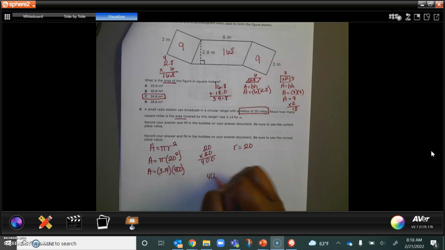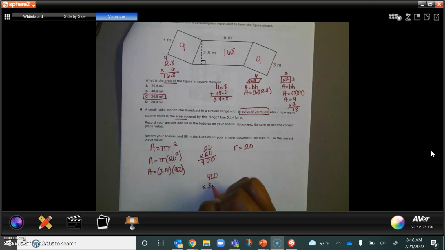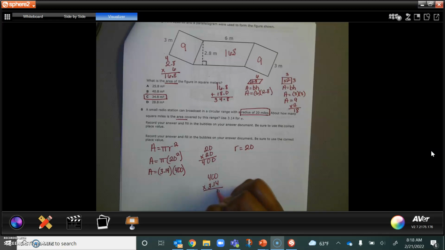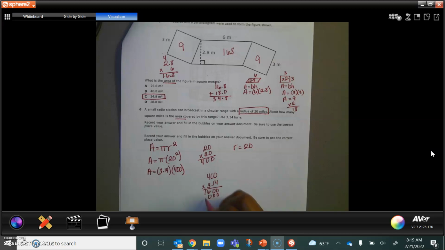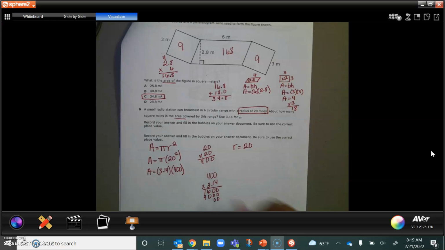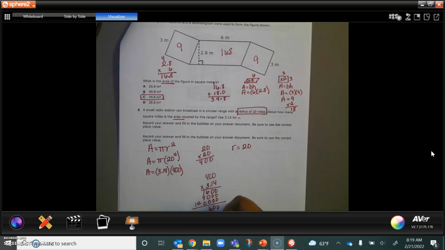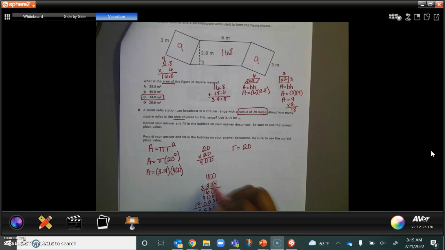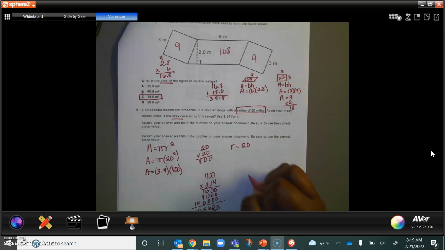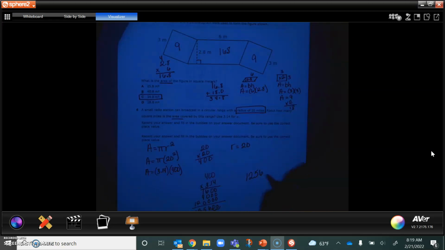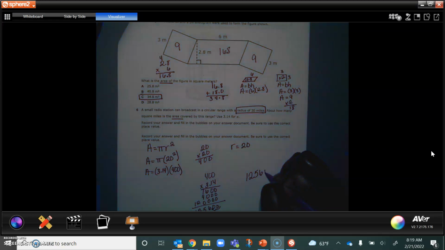So then I do 400 times 3.14. 4 times 4 is 16, add zeros, and I add 2 zeros here, and then I can start. Two numbers behind the decimal, two numbers behind the decimal. So the area is 1,256 square miles.